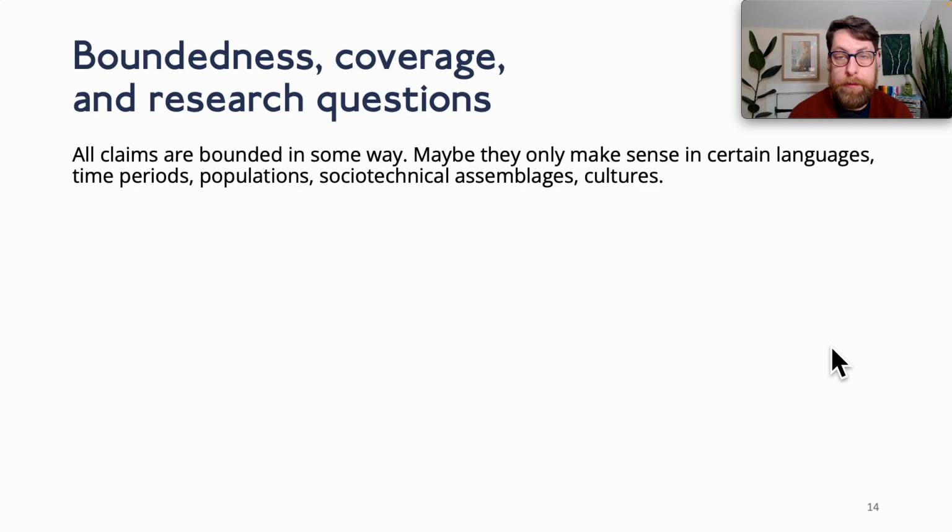While we get lots of data, everything is bounded in some way or another. Some things might only make sense in certain eras, certain time periods, only among certain populations or certain cultures. It could be under certain socio-technical assemblages. Now, a socio-technical assemblage is a long phrase, but it really means a set of people and technologies that come together.